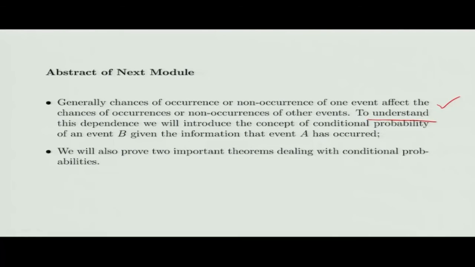To understand this dependence, we'll introduce the concept of conditional probability of an event B given the information that A has occurred. We'll also prove 2 important theorems of probability theory, which are called the theorem of total probability and the Bayes theorem.